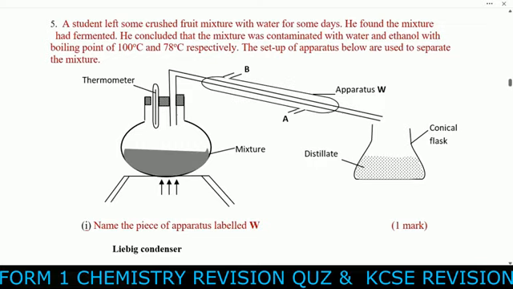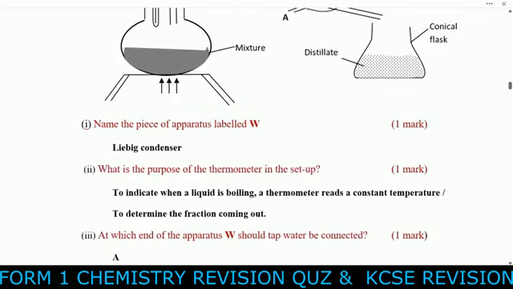Then we have the apparatus labeled debris, point B, point A, a conical flask, the distillate, and a source of heat. You are told to name the piece of apparatus labeled debris. What apparatus is that one? That one is the Liebig condenser. This is a very common question.